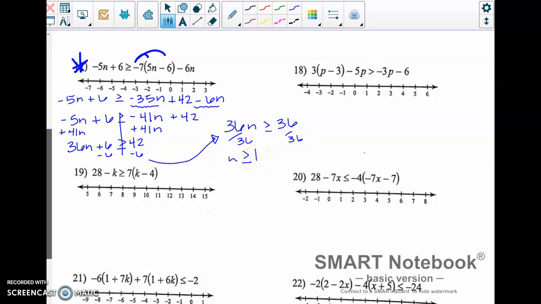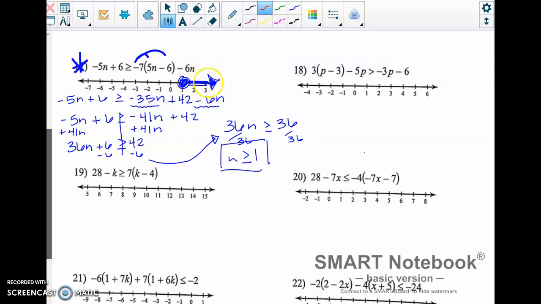Did I miss a negative somewhere? No, I think I'm good. So my solution is n is greater than or equal to 1. So I would circle 1 and shade it because it's greater than or equal to, and greater than is to the right.